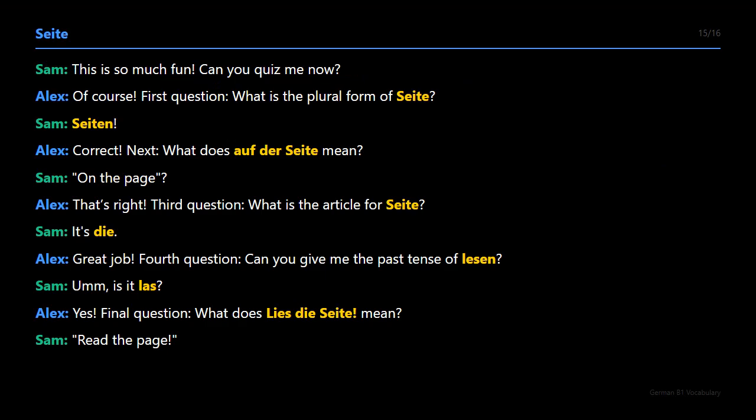Of course. First question, what is the plural form of Seite? Seiten. Correct. Next, what does Auf der Seite mean? On the page. That's right. Third question, what is the article for Seite? It's die.